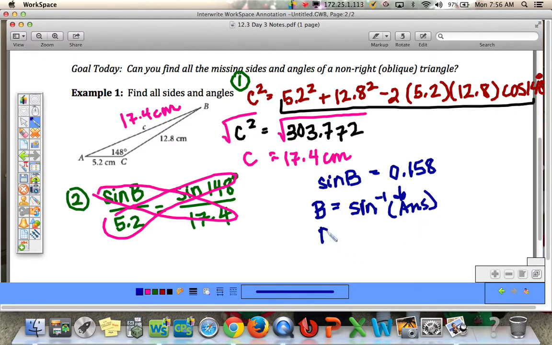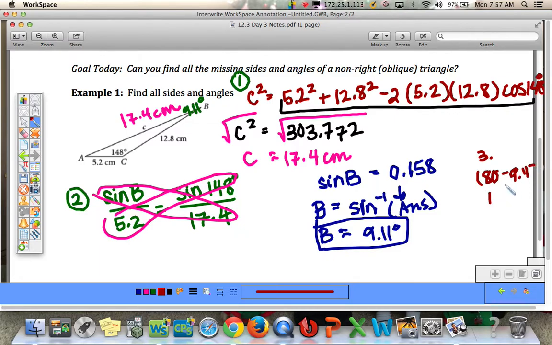So if you type that in, I get angle B is about 9.11 degrees. I'll have to double check that to make sure that's right. But if that's right, then we don't even have to use any laws to figure out angle A, because we know there's 180 degrees in a triangle. So step 3 is you take 180, subtract your two angles, 9.11 and your 148, and you'll get your last angle, which is about 22.89 degrees.